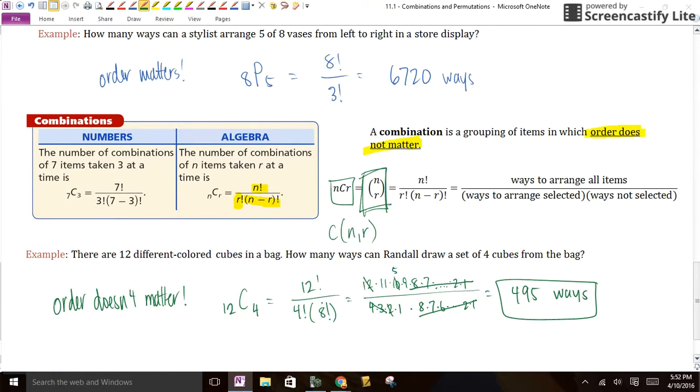And that's it. Combinations, order doesn't matter. Permutations, order matters. Counting principles, just multiply them together. And factorial is that crazy symbol for multiplying all the natural numbers together up to whatever number you want.